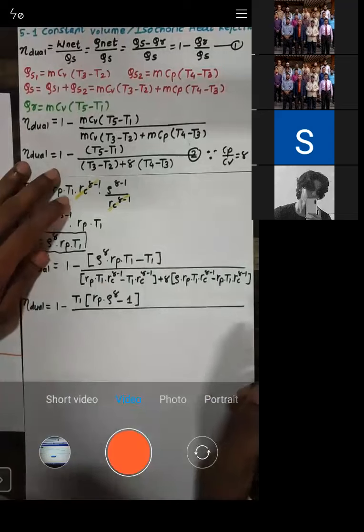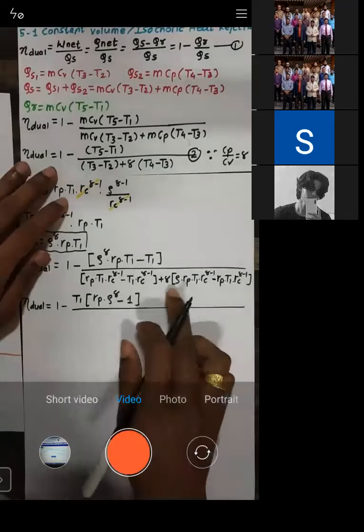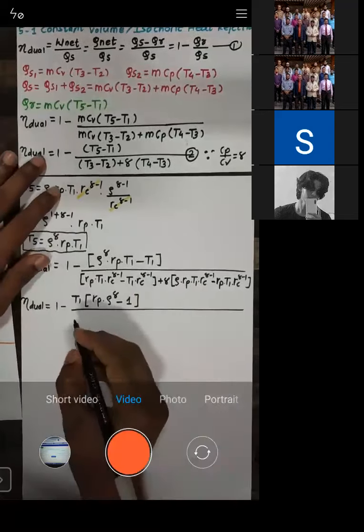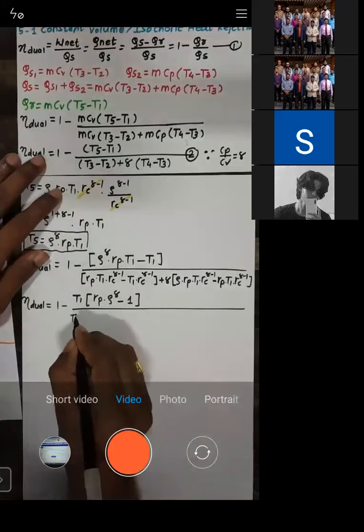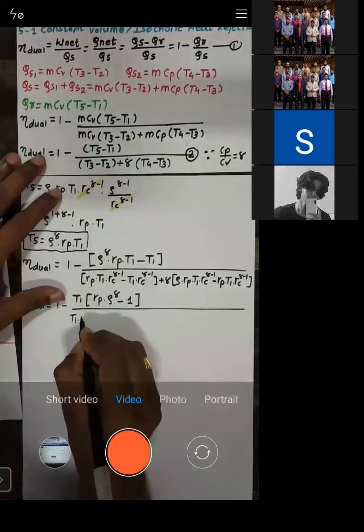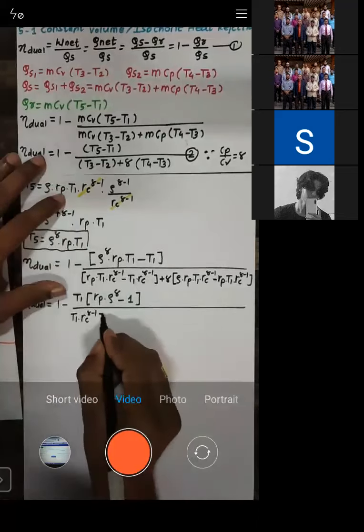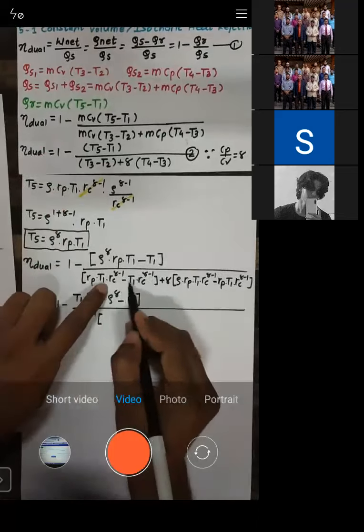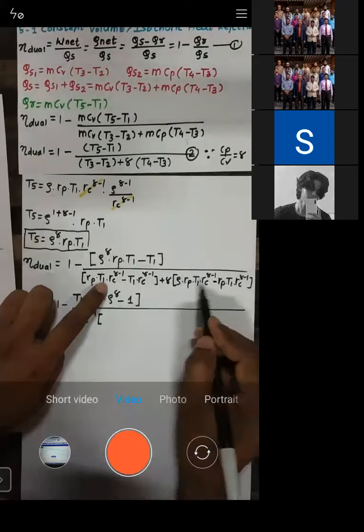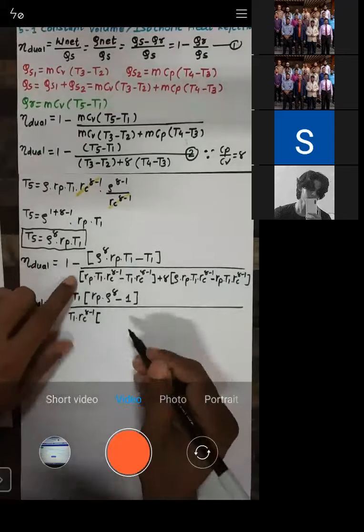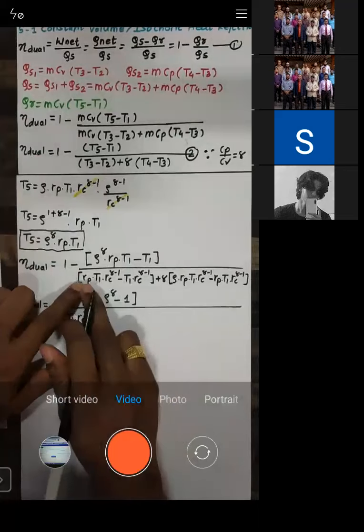Okay, in every term, I'll just take that common. See, T1 into Rc raised to power gamma minus 1, I have taken common for all. So now what is remaining here, when we take T1 into Rc raised to power gamma minus 1 common from all the four terms, is Rp minus 1.